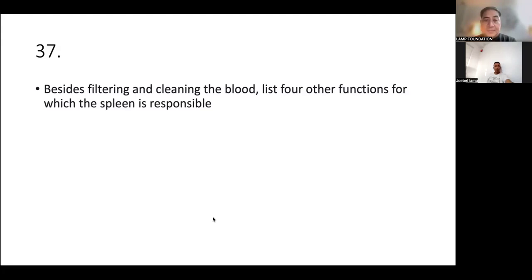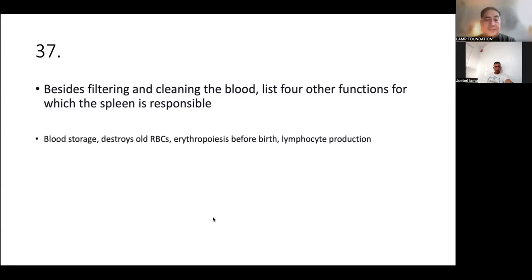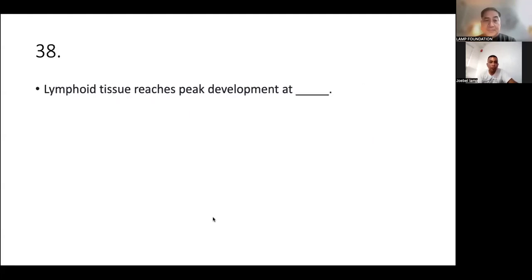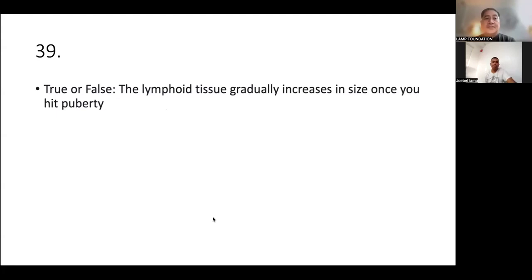Destroys old RBCs, erythropoiesis before birth, lymphocyte production. Okay. So now you know the difference between the TCM and Western, no? Yes. Lymphoid tissue reaches peak development at blank. At puberty.